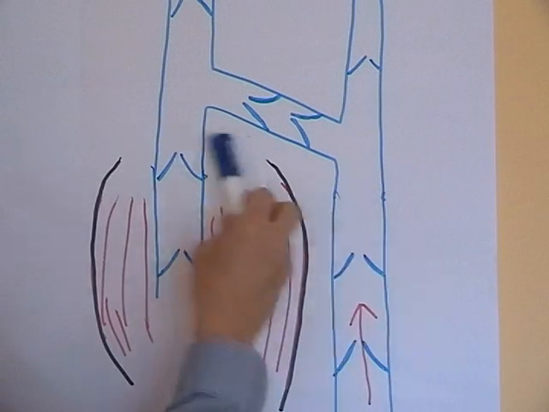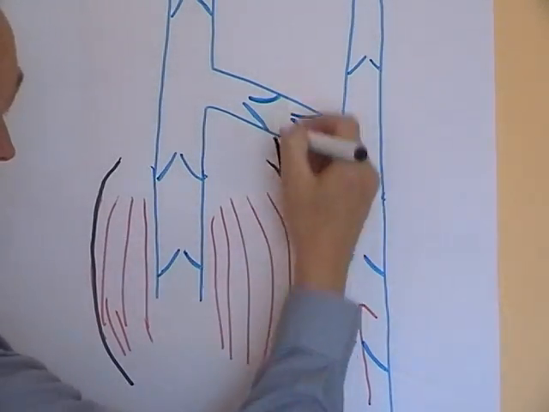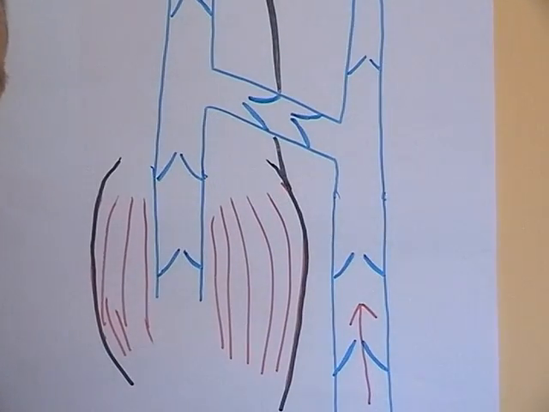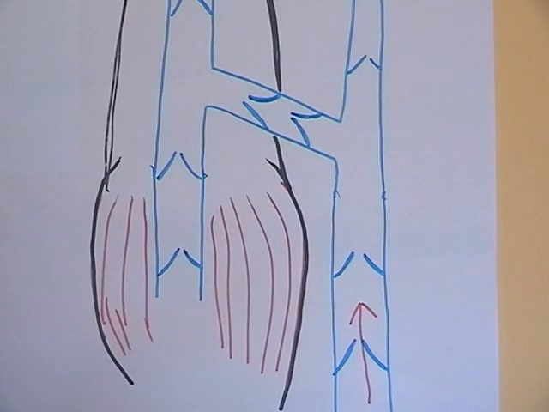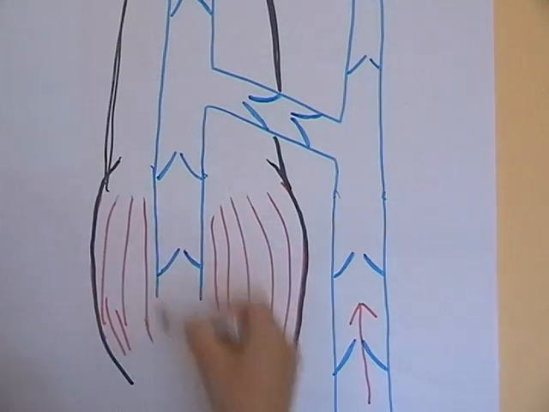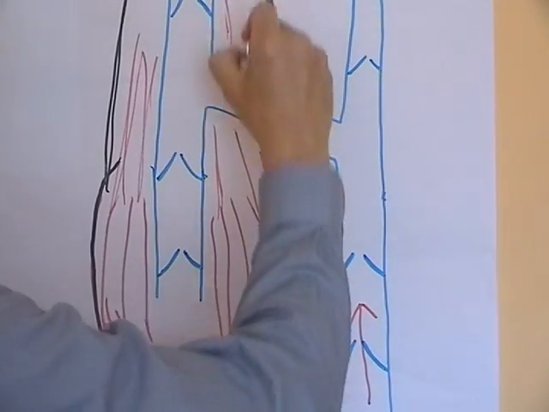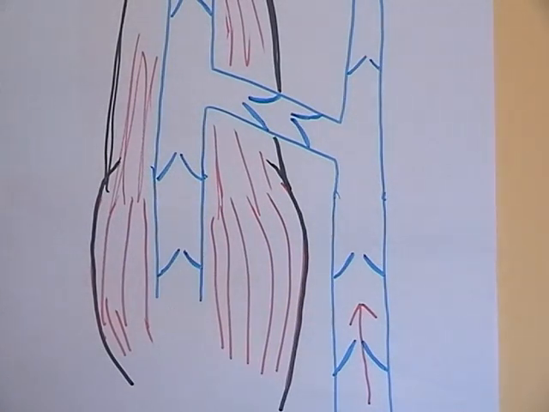Go from here to here, from the low pressure to the high pressure. Now we call these perforating veins. If I can extend this diagram a little bit, the muscle here. They're called perforating veins because they perforate the muscle fascia. So the muscle here carries on, and the perforating veins perforate the muscle fascia.